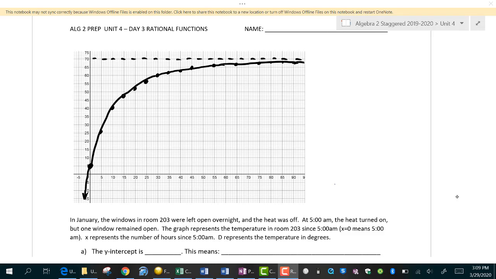Everyone. So before we get into transformations, which is what we're going to be focusing on today and tomorrow, I first want to go over the graph that you looked at last Friday before spring break.